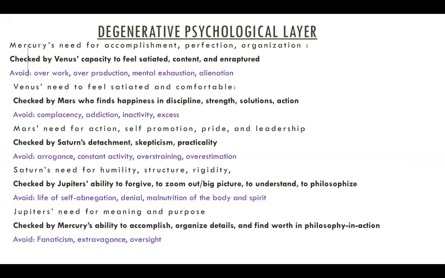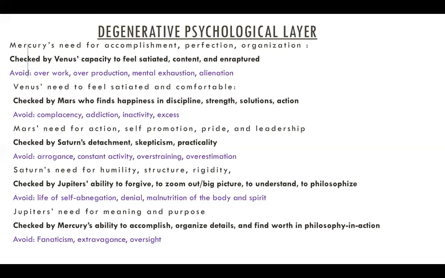Now, similarly, Jupiter's need for meaning and purpose can be checked by Mercury's ability to accomplish things, organize details, find worth in philosophy and action. So that way you don't get a Jupiter that's fanatic, extravagant, and oversightful, right? Just because in astrology we have planets that are good or bad, whatever that means, cruel or gentle, well, they all can have a lower and a higher quality. And Jupiter is no exception.